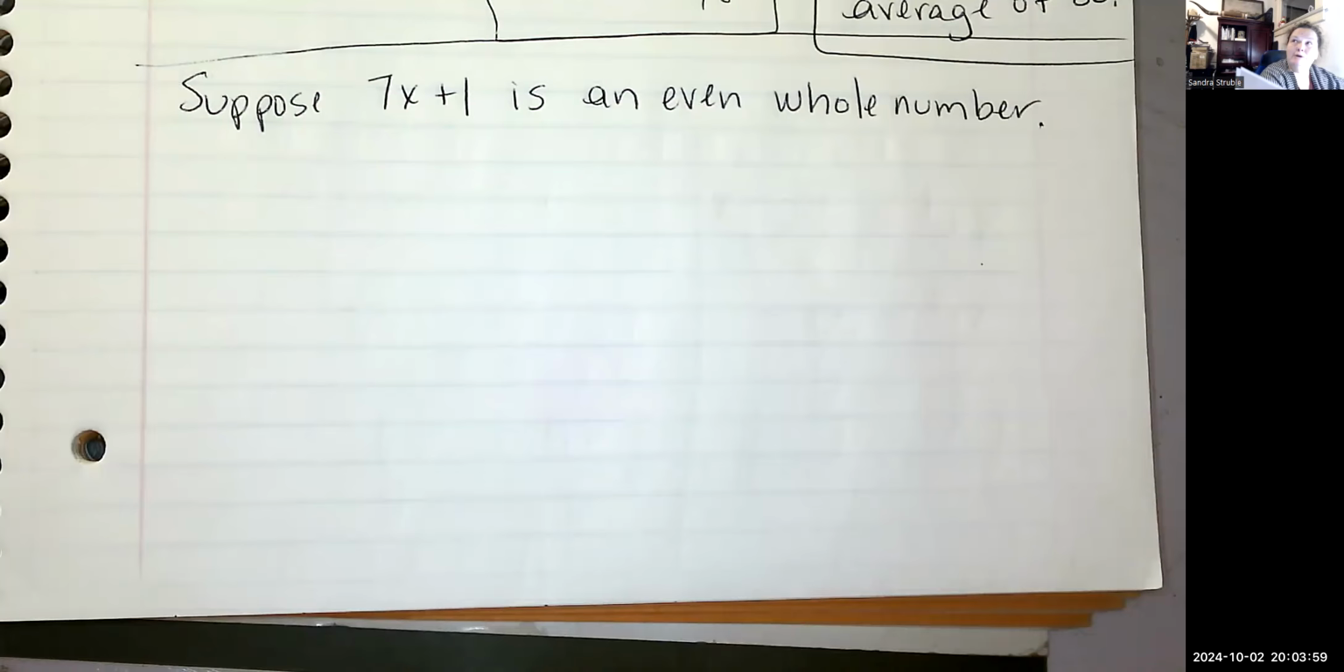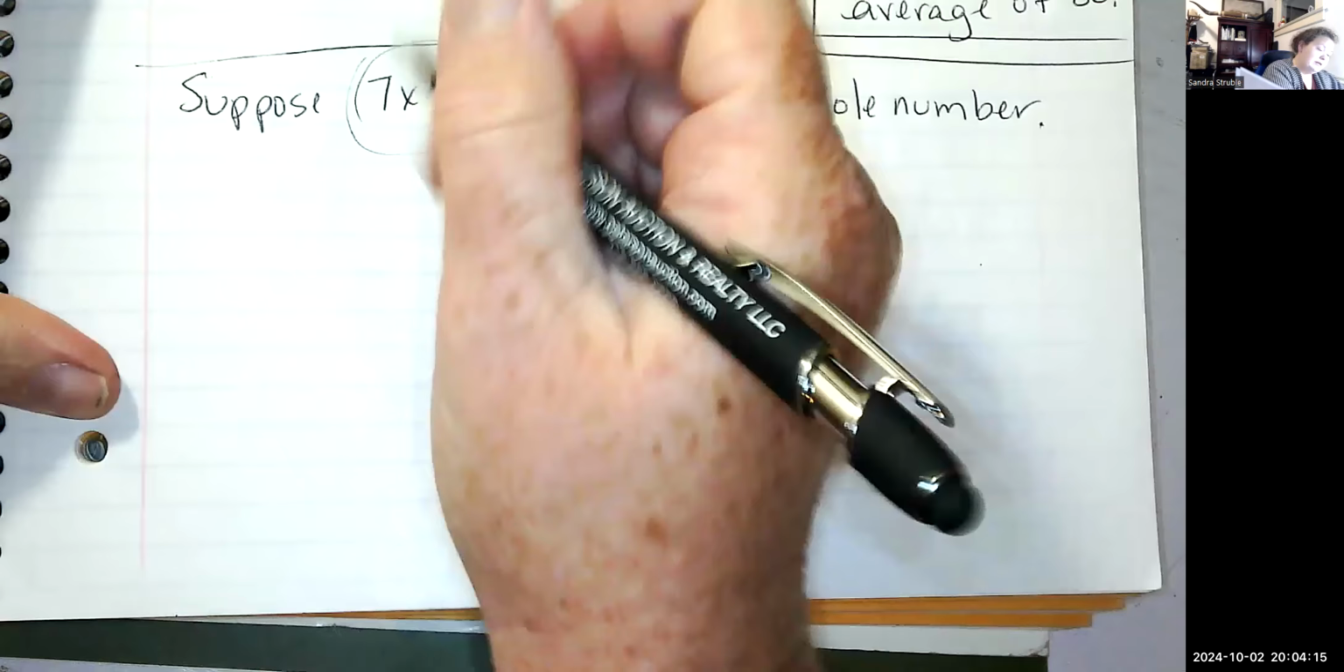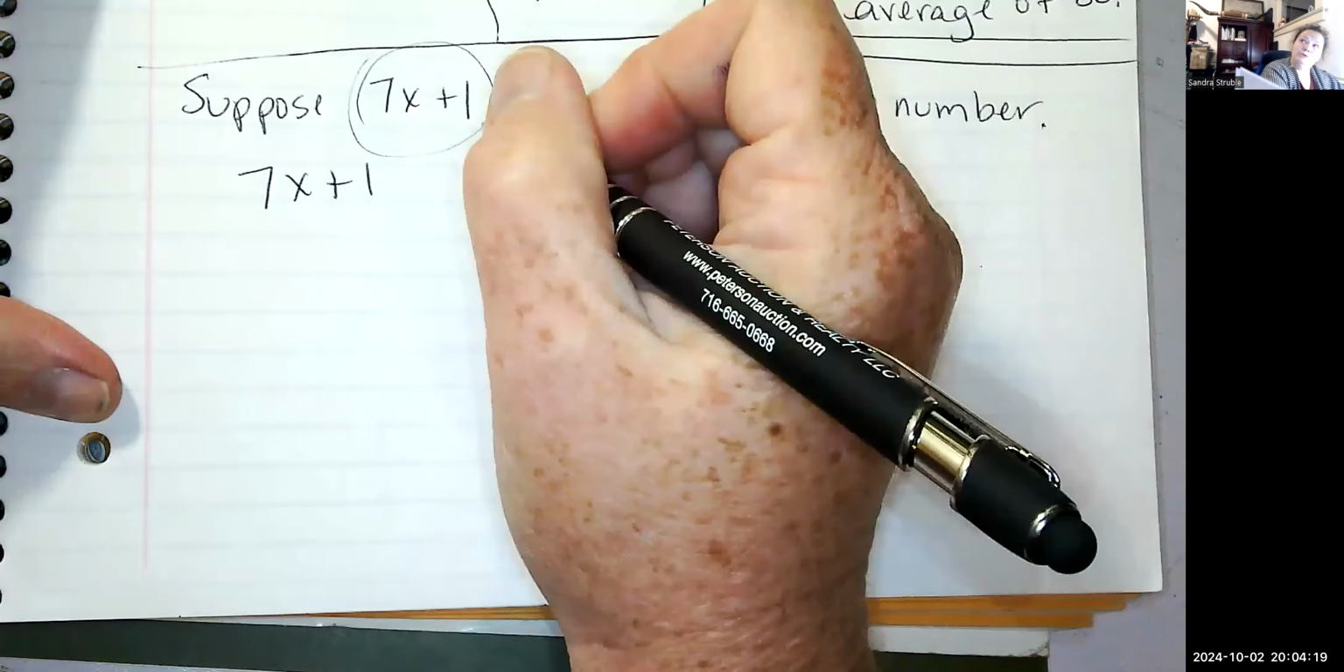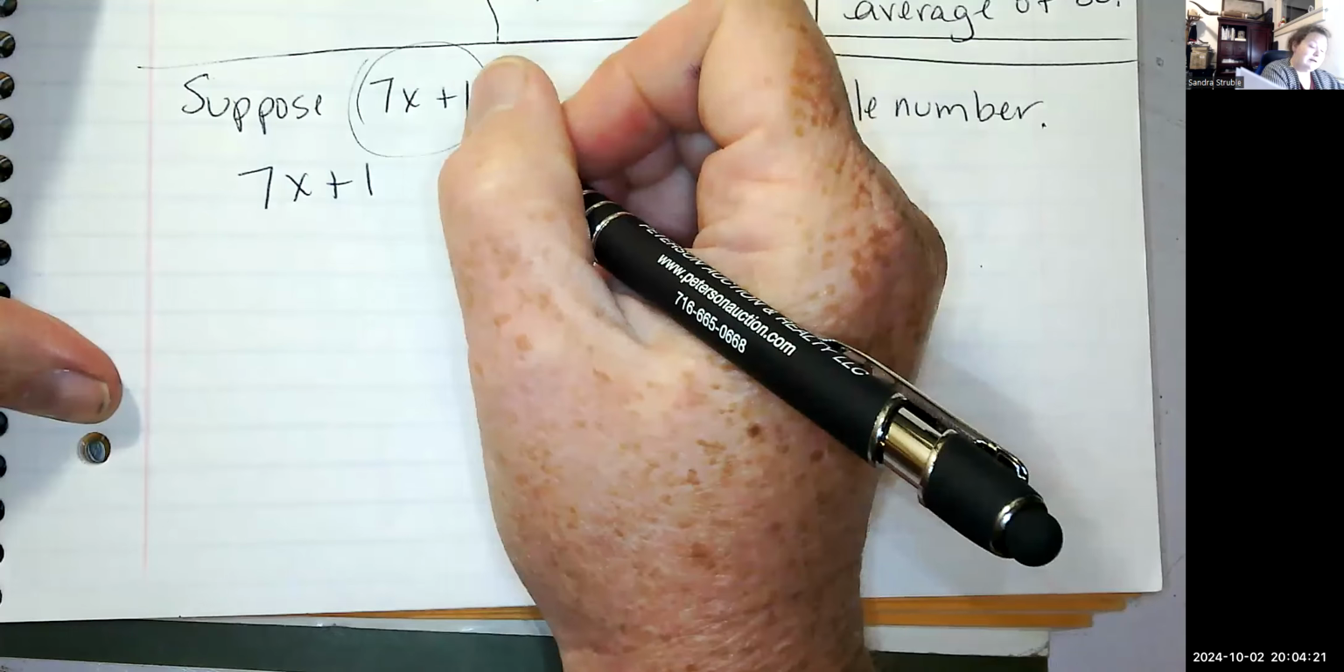And the first even number I think about is 2. The next even number I think about is 4. To get from 2 to 4, I have to add 2. And the same thing from going from 4 to 6 and 6 to 8. So I'm going to take this even number that they're telling me it is, 7x plus 1, and I'm going to add 2 to get to the next even number.